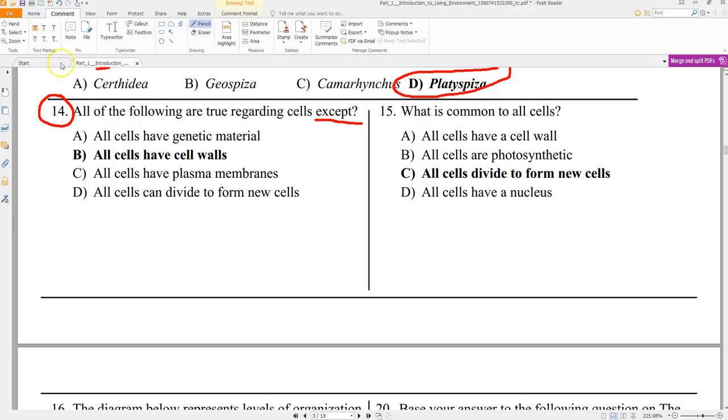Okay. All cells have genetic material? Yes. All cells have DNA. Genetic material, they're just talking about DNA. All cells have cell walls? Absolutely not. Cell walls are only found in plant cells. So this is definitely a possibility. All cells have a plasma membrane? Yes, they do. All cells can divide to form new cells? Yes, they do.